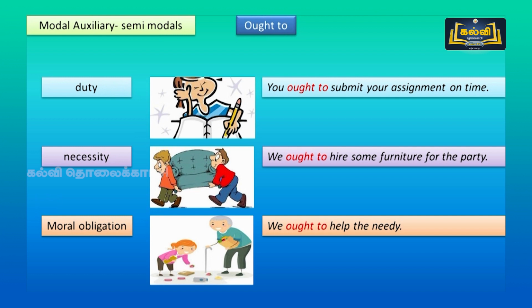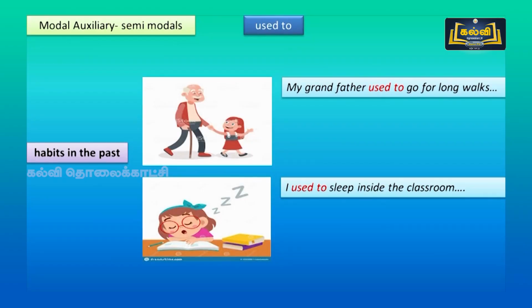And for moral obligation, look at the picture. We ought to help the needy. Right, going to the next one. Used to. Used to refers to the habits in the past. My grandfather used to go for long walks when he was a young boy. But now he is old. Now he is unable to walk. Right. So the habits in the past can be expressed by using used to.